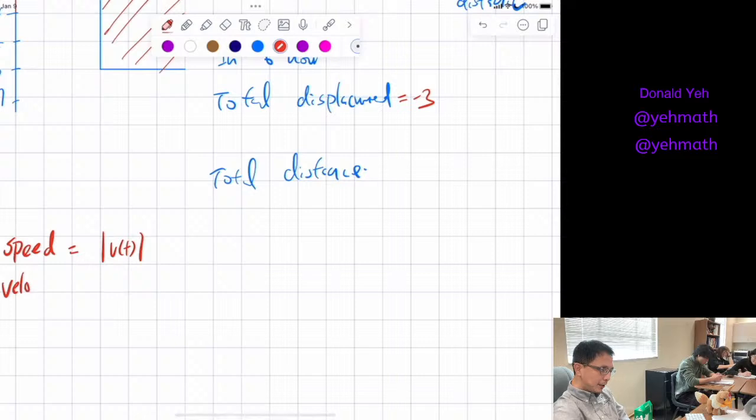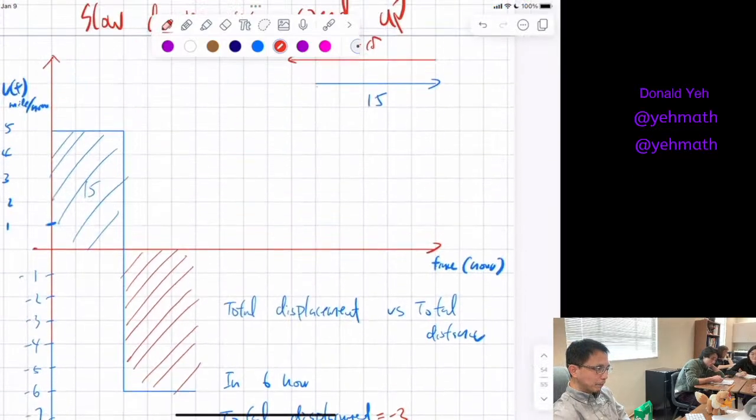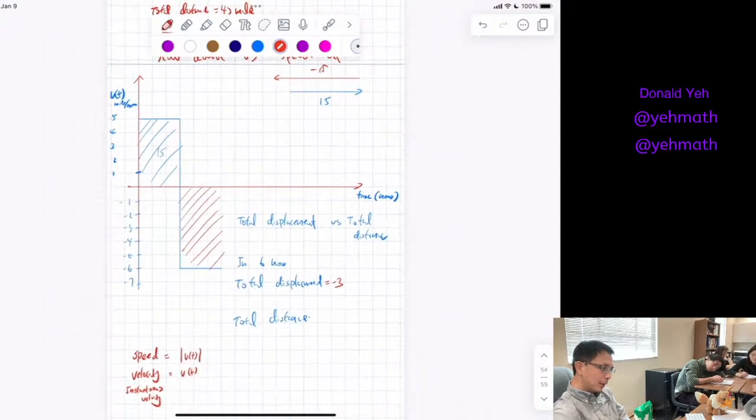Now velocity is equal to v of t. Now, this is not just any kind of velocity. This is actually known as instantaneous velocity. That means the velocity at that time. Now, can you tell me what's the velocity at this moment? 5 miles per hour. But what's my acceleration? 0.